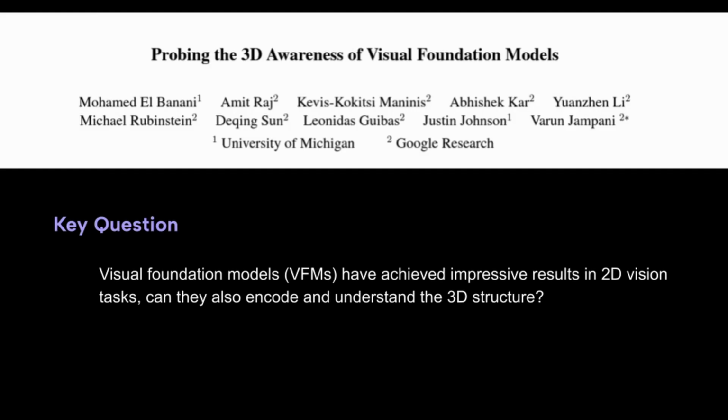Today we will review the paper, Probing the 3D Awareness of Visual Foundation Models, from University of Michigan and Google Research. The key question the paper is trying to answer is that visual foundation models are great with 2D vision tasks, but can they also encode and understand the 3D structure hidden behind these 2D projections? They picked some of the most popular models and test their ability to represent depth, orientation, and view invariant spatial relationships. Now let's dive in.